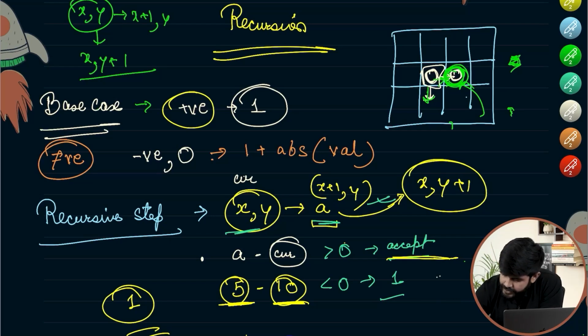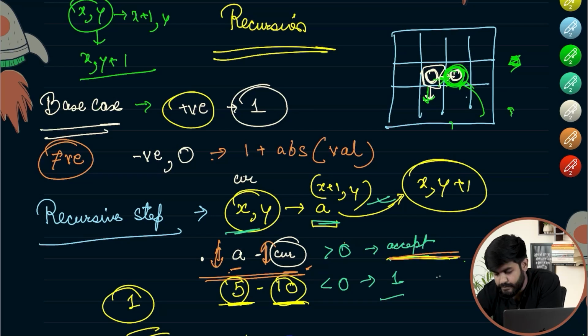If this value is more and this value is less, then only this would become positive. So moving on the right hand side requires more health and I have comparatively less health. So the difference amount would be the health needed. That is why I would accept it. But if the value, that is A, is less and current is more, if I have more than what is required, I would simply take 1 as the answer.